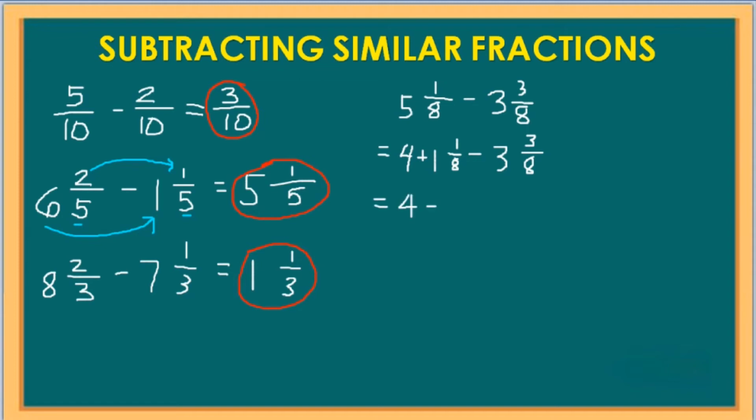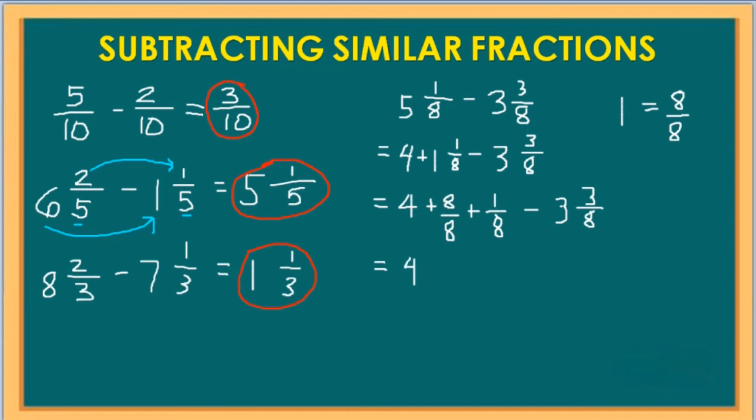Then copy 4. We know that if the numerator and the denominator are equal, it is equal to 1. So let us have 1 equals 8/8. Why 8? So that we can have similar fractions because all the denominators are 8. So we have 4 plus 8/8 plus 1/8. So we just copied 4. 1 became 8/8 and copy 1/8 minus 3 and 3/8.